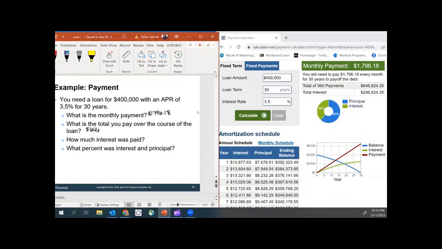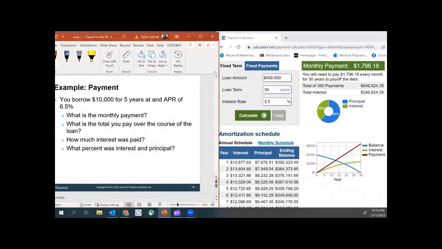So $646,624.35. How much interest was paid? Well, that's this third number here, $246,624.35. So we're paying 38% is interest and 62% is principal. So that's a lot that's going towards interest. And we'll discuss a little bit later here how you can maybe help yourself in a situation like this.